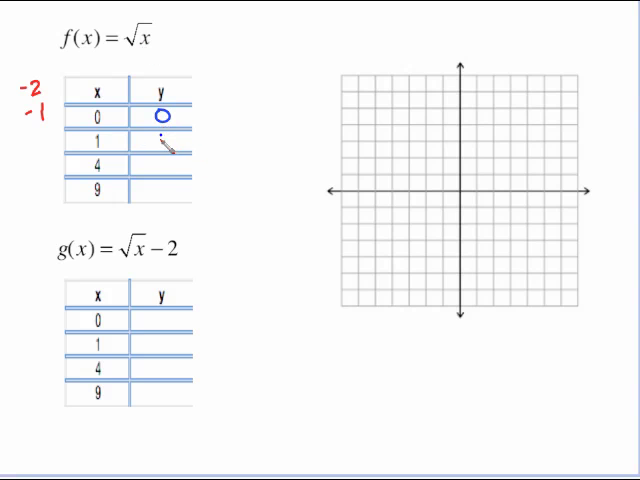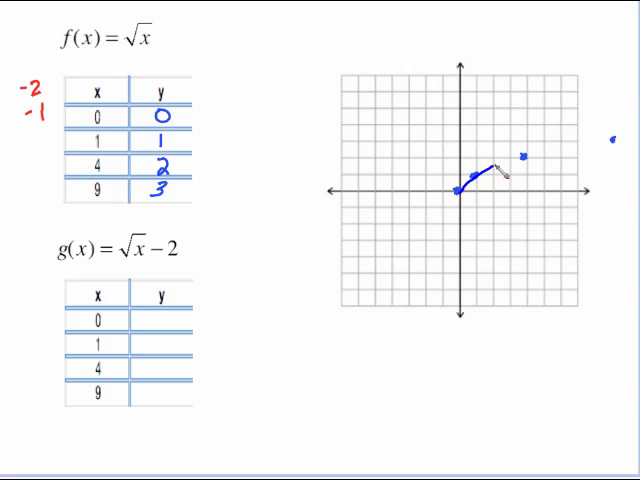Square root of 1 is 1. Square root of 4 is 2. Square root of 9 is 3. So 0, 0, 1, 1. Almost starts to look like a line, but watch what happens on this next one. Over 4, 1, 2, 3, 4, up 2. And over 9, I'm going to have to estimate a little because this only goes out 1, 2, 3, 4, 5, 6, 7, 8, 9 maybe. Up 3 is about there.